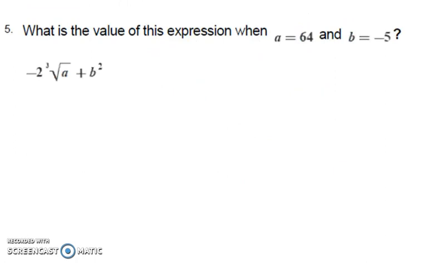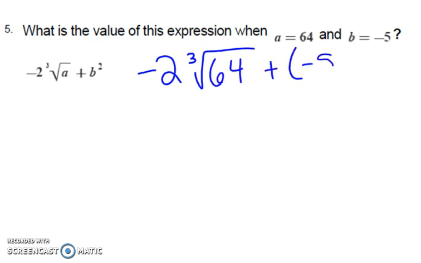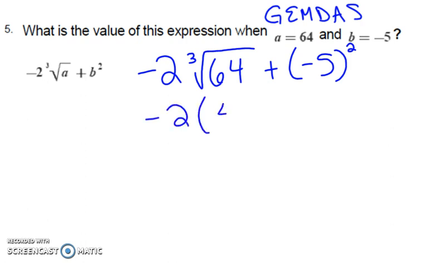Question 5. What is the value of this expression when a equals 64 and b equals negative 5? Now, in this expression, we have negative 2 out in front of the cube root of 64 plus negative 5 squared. The important thing you need to remember with this, that cube root stops after the letter a. So the only number that goes underneath that cube root symbol is the value of a, which is 64. Now, when we do the cube root of 64, we get a value of 4.